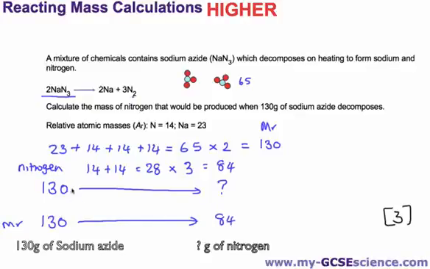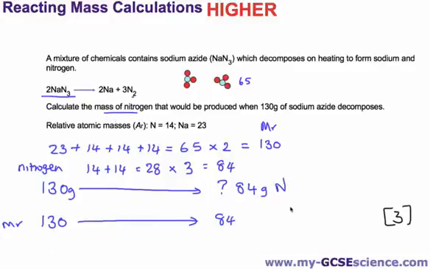So 130, this is the MR row, 130 equates to 84, and they have been a little bit kind in the exam. They've said 130 grams. How many grams does it relate to? Well, our MR is exactly the same as the number of grams, so that goes from 130 to 84. So there's no fancy calculations to do after this. 130 grams will give us 84 grams of nitrogen. Okay, so that's how we do that one there. Slightly more involved because we had to work out relative formula masses, so that was worth 3 marks.